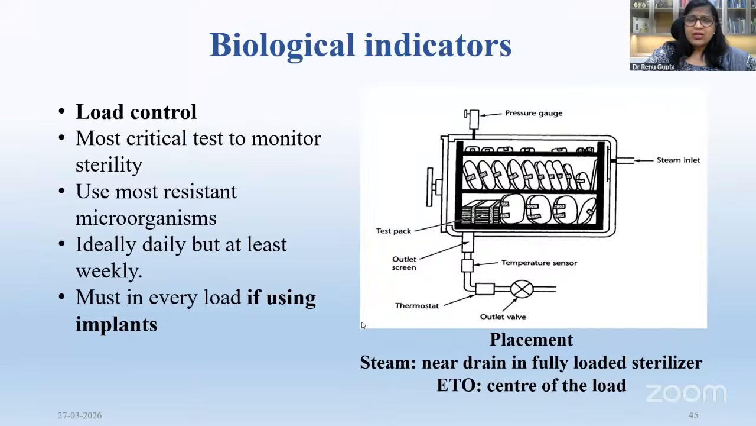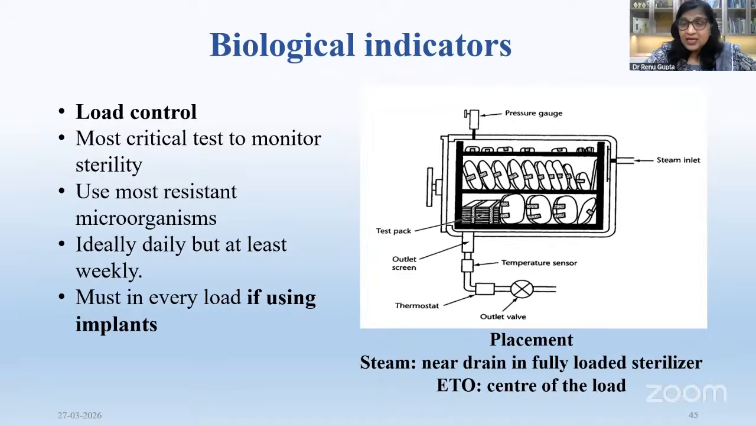Okay. So again, these biological indicators tell you about the load control. Suppose you have done everything, your packaging, etc., everything is fine, but you have put so many items inside the autoclave that your steam is not able to penetrate. So biological indicators also tell you about the load control.